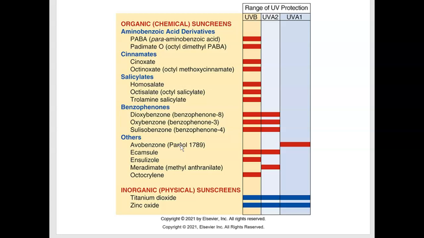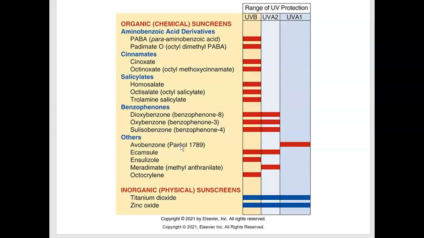So all sunscreens, again, protect against UVB, but only some against UVA. The ones that protect against A and B are labeled with the words broad spectrum. Product labeling allows consumers to distinguish between these three basic groups of sunscreens. Okay, it's all in your book.